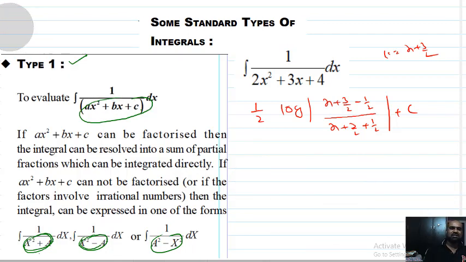Friends, what I can say here is that this is nothing but 1 by 2 into logarithm of x plus, taking LCM, 3 by 2 by 1 by x plus 2, plus c. So this is the answer for the problem. If you want to verify, differentiate this, I think you will get this.